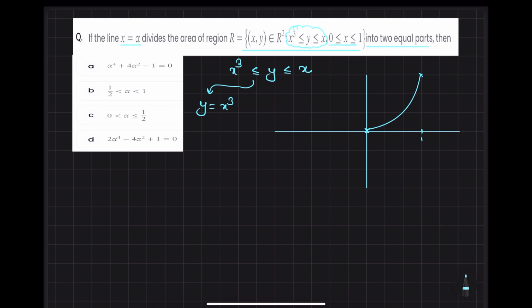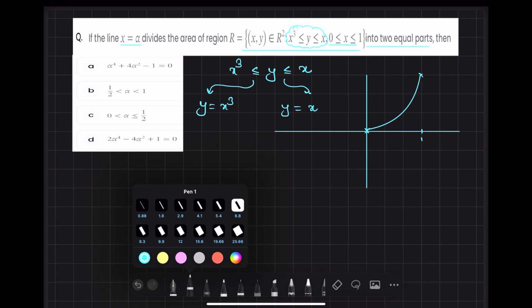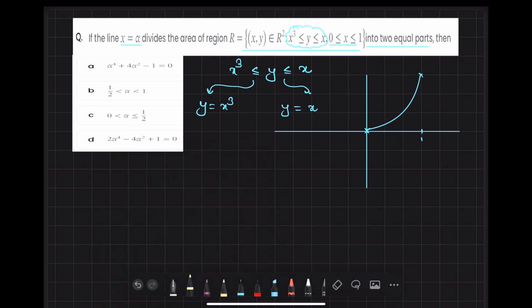Now look at this part. If you observe this, you have to say that y is equal to x. So this is y equal to x. Now you have to judge which part of the area we have to cover.